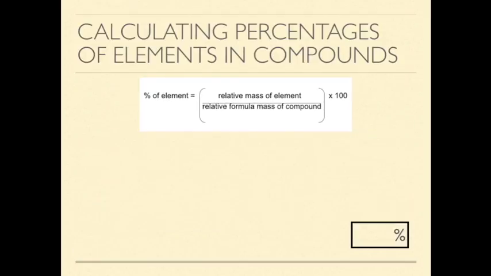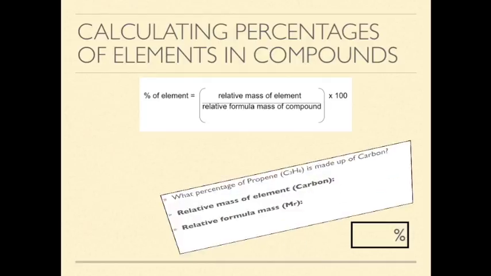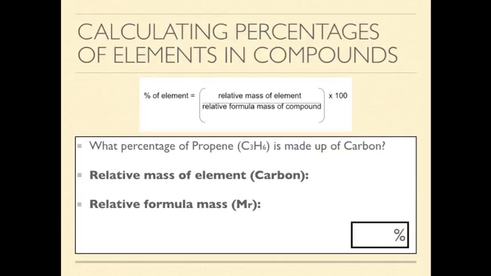Okay, let's try a bit of a trickier one then. So here we're going to look at the percentage of propene which is made up of carbon. Now we do this in exactly the same way, but we do have to be a bit more careful because in this case we've got 3 carbons and we need to take all of them into account. So what we need to do is exactly the same. We know that the relative mass of carbon is 12, but we're going to need to remember to multiply that by 3.